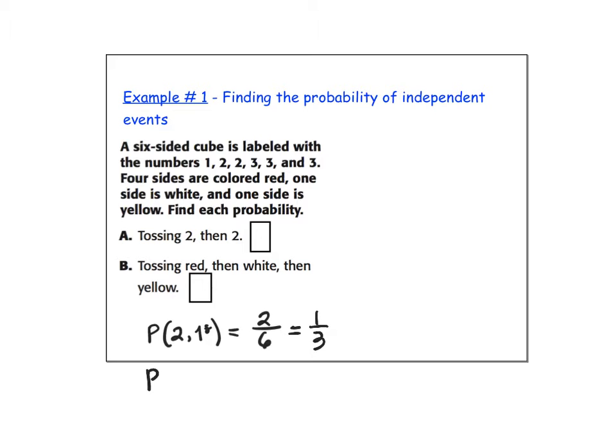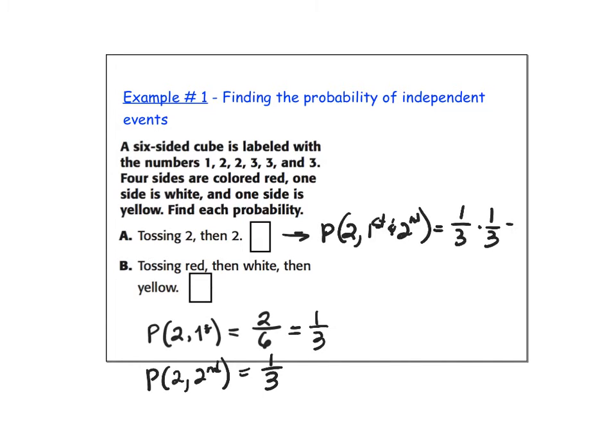Now, what's the probability of rolling a 2 the second time? Well, really, it's the same probability, right? One doesn't affect the other, just 1/3. So the probability of both of them happening together, you have to multiply them together. So the probability of rolling a 2 the first and second time is going to be equal to 1/3 times 1/3, and that's equal to 1/9. So that's the answer here, 1/9.